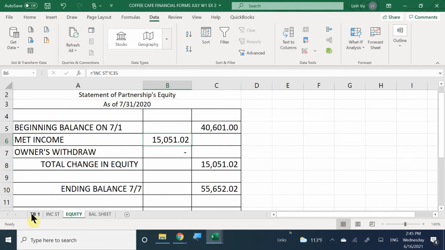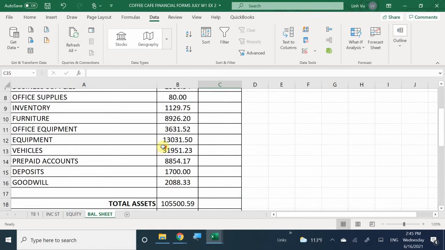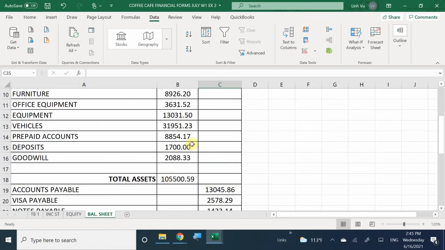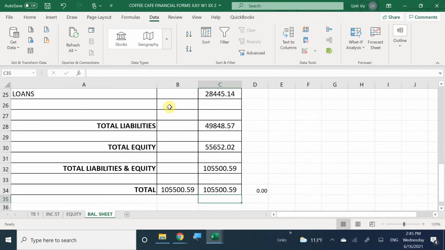Which is $55,652.02, which now that we have this new equity, we're going to test it against all of the information. We just copied it here, saying my equity as of July 7 is $55,652.02. So now I need to calculate all of my total assets and total up all of my liabilities, and I just solve for the accounting equation. In this case, they're equal. They balance out. Okay? Any questions in regards to this exercise in particular?